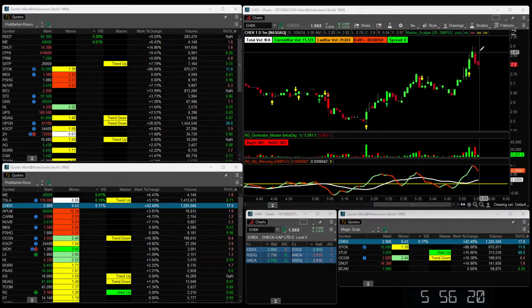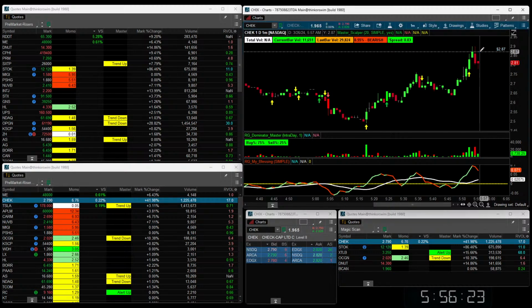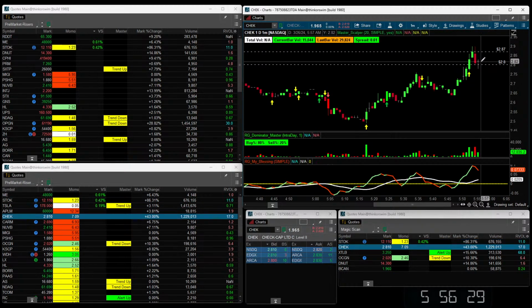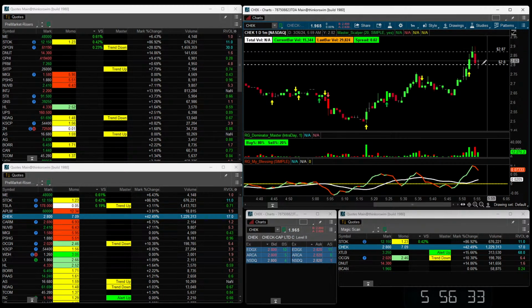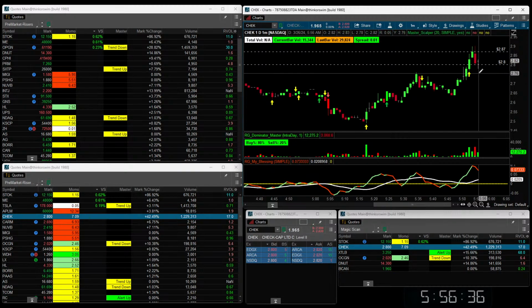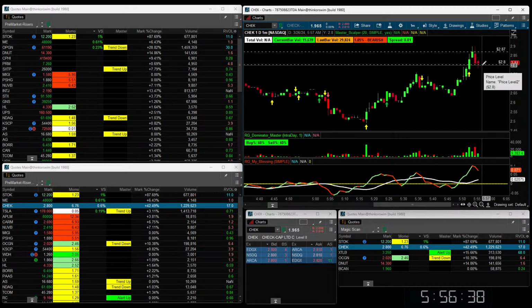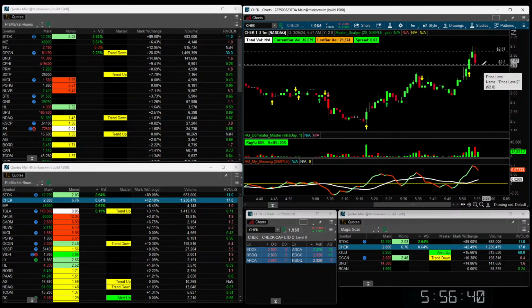I'll be marking support and resistance levels just like this. That would be resistance. This would be support. And we'll be playing this bounce back up and the breakthrough through resistance. We'll try to plan our entries down here in this area. I'm not going to give you the exact position. That's going to be up to you.